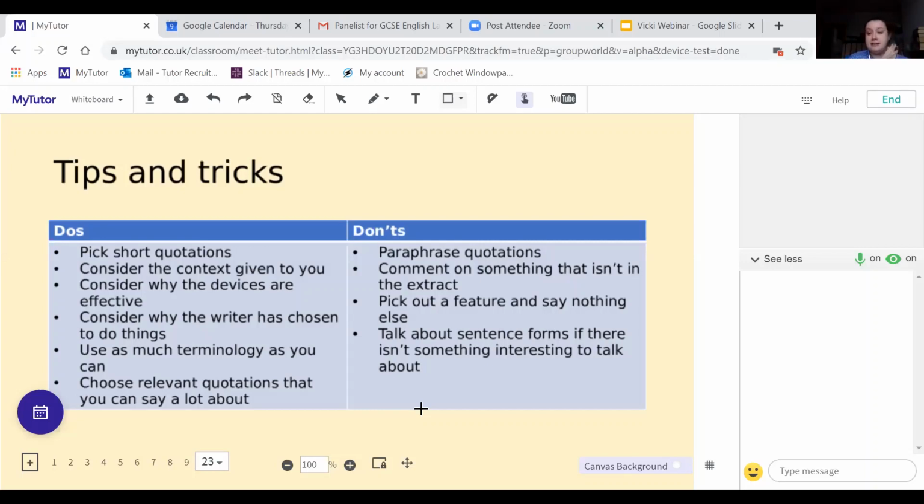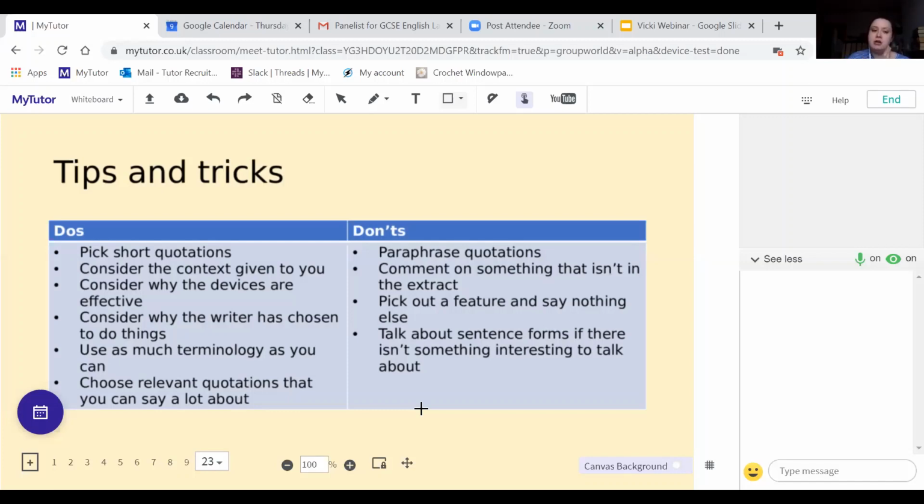Consider why the devices are effective. So yeah, absolutely do feature spotting as sort of your little annotations, your little plan as you're reading, your active reading. But you need to consider why they're effective and why they are there. You need to consider why the writer has chosen to do things. So linking to the effectiveness, you could comment on how that might make the reader feel and why that particular effect is important to the story arc or that particular paragraph that you're looking at.